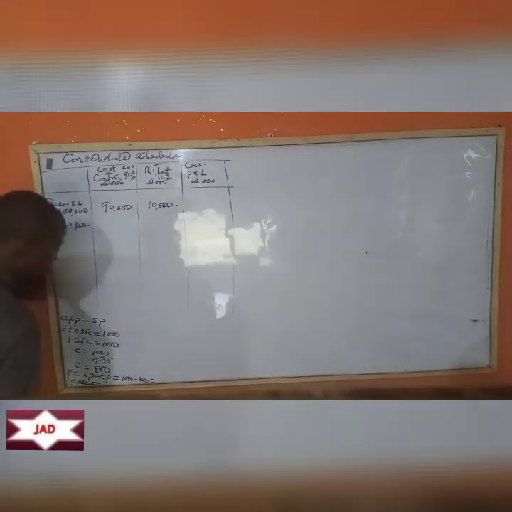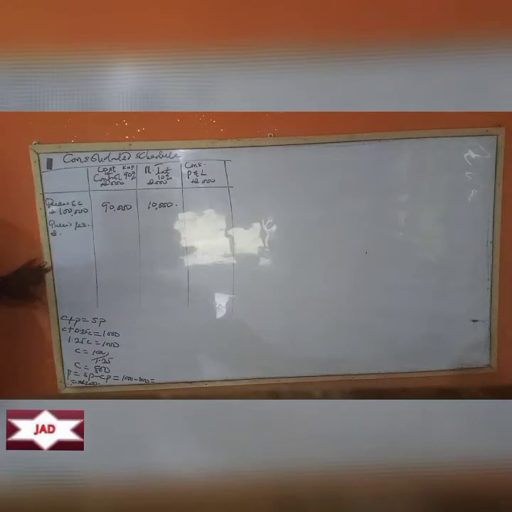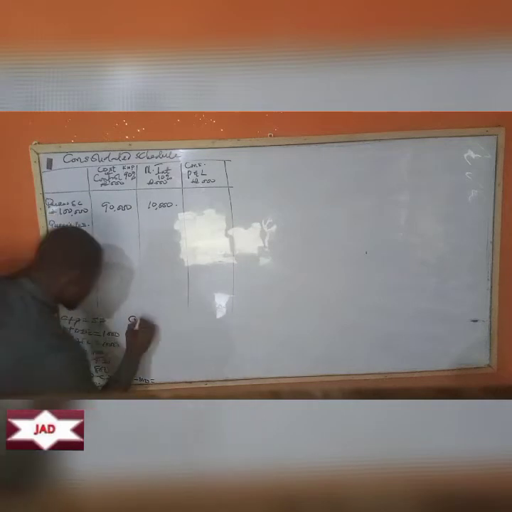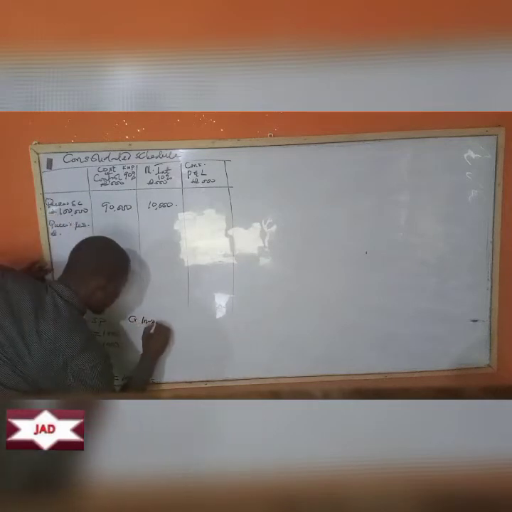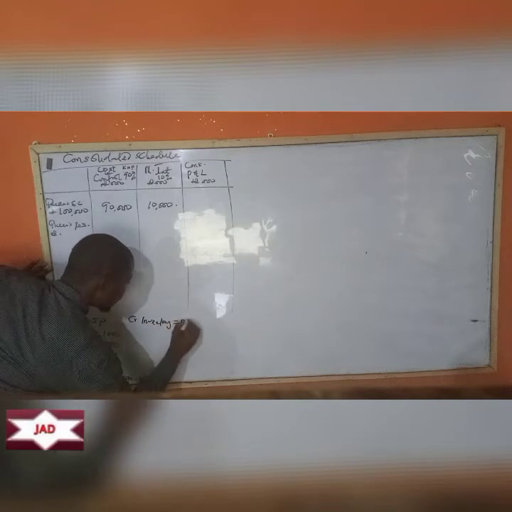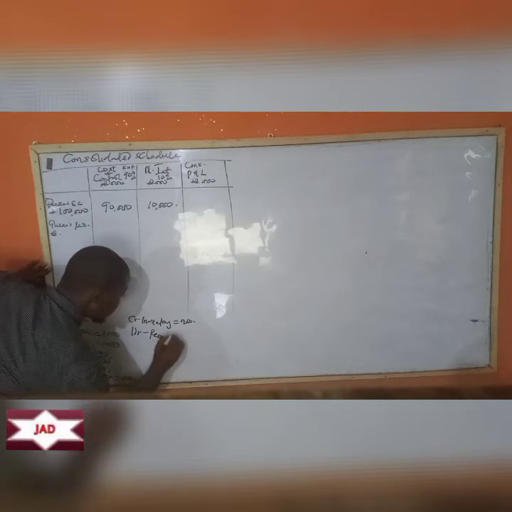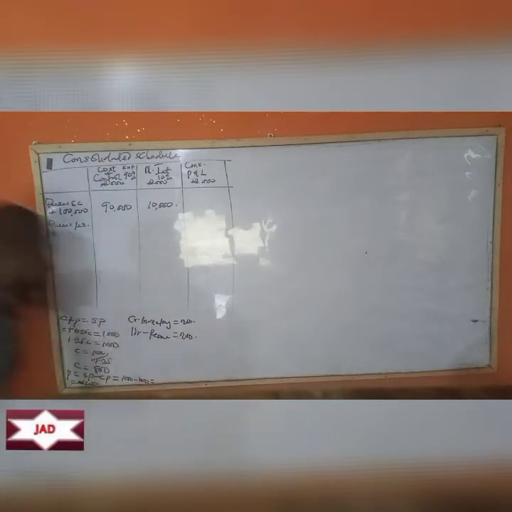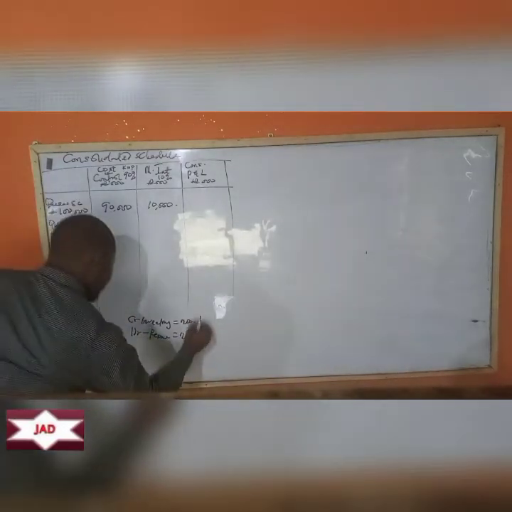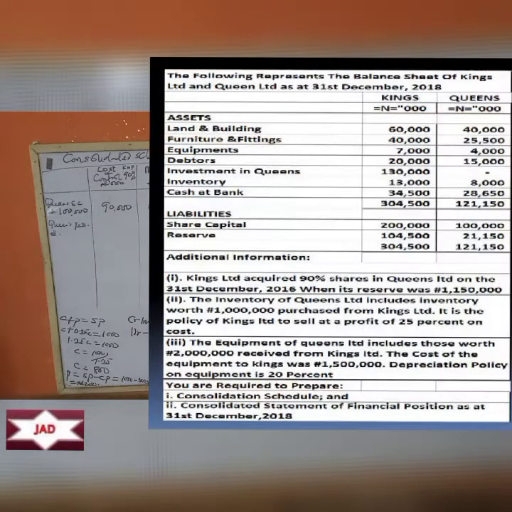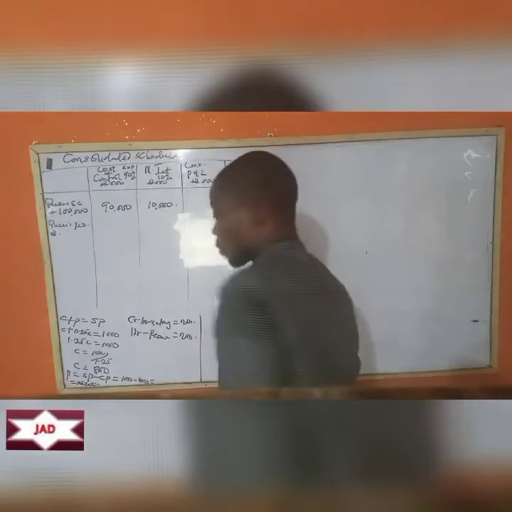So what's our journal now? Okay, so that means inventory has been overstated. So what do you do? You're going to have to credit your inventory, which is stock, with 200 naira. Then you debit what? Reserve with 200 naira. So that is it for the inventory adjustment. Okay, so what's the next item there?